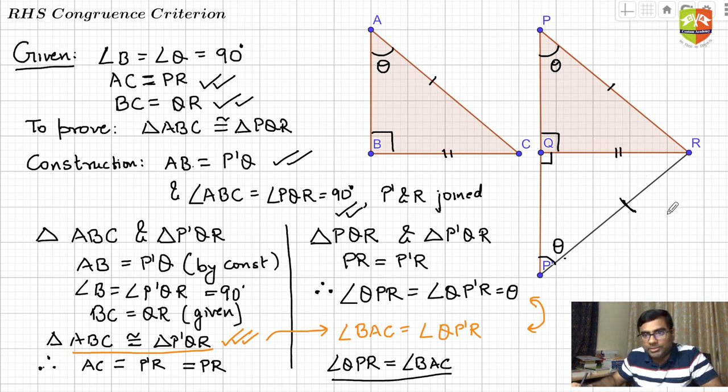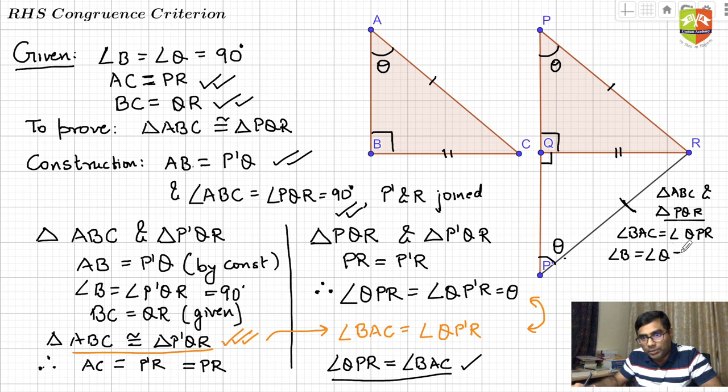So now the moment these are theta, in triangle ABC and triangle PQR, what do we know? We know that angle BAC is equal to angle QPR. Right, we just proved it. And angle B is equal to angle Q, both are 90 degrees, and AC is equal to PR, it's given, isn't it? So AC is equal to PR, right?